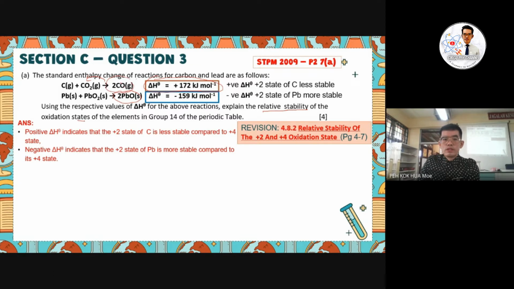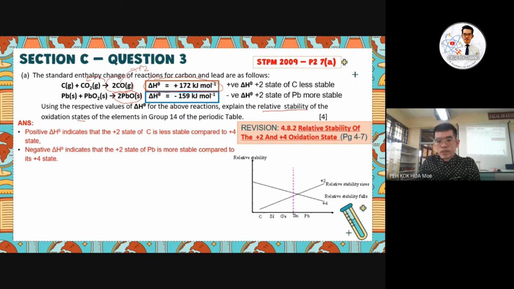will be less stable. So here in the carbon monoxide, the carbon has +2 oxidation. So the reaction for this equation will not be stable because you require more energy, which is more endothermic. While the second equation, showing the negative enthalpy value, shows that the equation will be more stable to form lead(II) oxide. So that means the lead will be more stable in +2 oxidation compared to +4 oxidation. Okay, so this will be the first 2 marks.